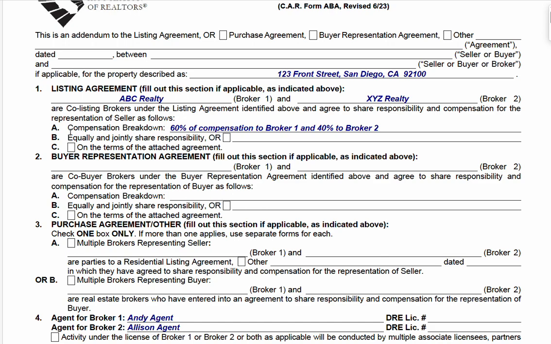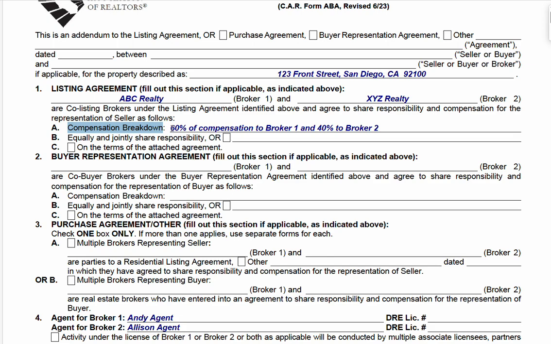Now, at a minimum, you're going to want to put something on line 1A, a compensation breakdown, because clearly it's important that you and another brokerage, an outside brokerage, are engaging in a business partnership. And a business partnership should have as much of their relationship and expectations in writing as possible. Of course, compensation being the most important, you're going to want to write out explicitly what the split is.